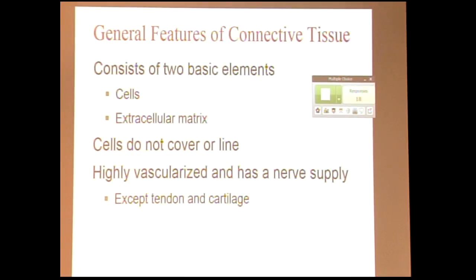So as we mentioned, all the connective tissue is made of cells and ECM. And it's pretty different from the epithelial. So lots of blood vessels, lots of nerves, except for your tendon and cartilage. There's actually no blood vessels in there. They're close to them, but it's not like in the tendon itself. It's kind of attached to it.